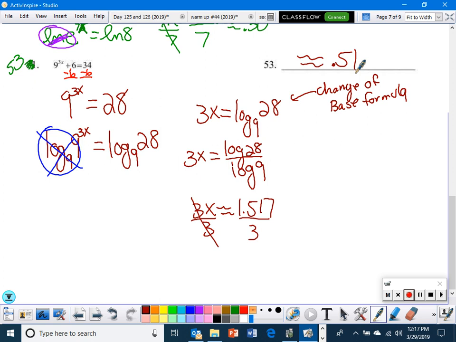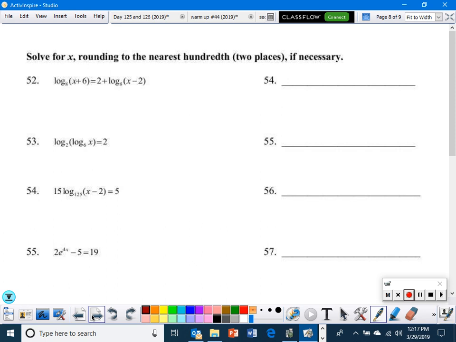Okay, moving on to the next page. So again, we're going to solve and we're going to round to 2 decimal places. Wow, okay, so the first thing that I notice here, ladies and gentlemen, is that I've got a log base 8 on both sides. So the first thing I want to do is have them on the same side. So I'm going to rewrite this as log base 8 x plus 6.